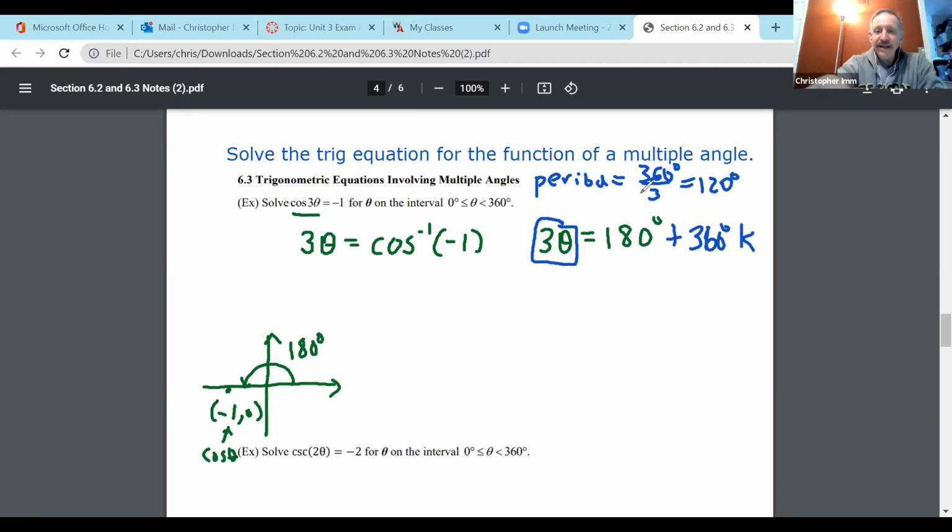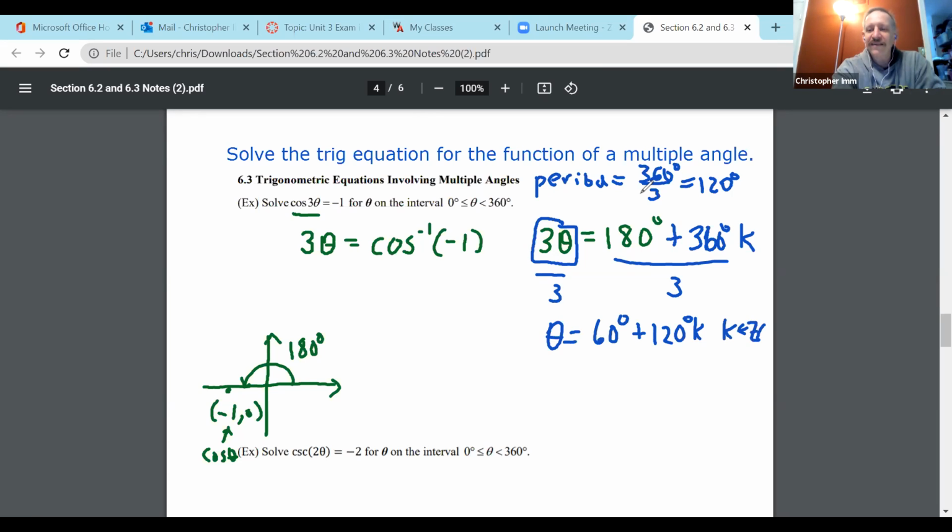So now we can go ahead and solve for theta. When I solve for theta, I just divide both sides by 3. And I find out that theta is equal to 60 degrees plus 120 degrees k, where k is an integer. I'm just going to use that fancy notation this time: k is an element of the integers. Okay, so see what's happening here.